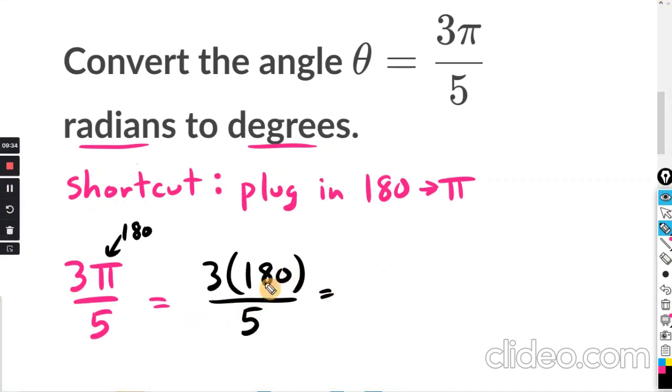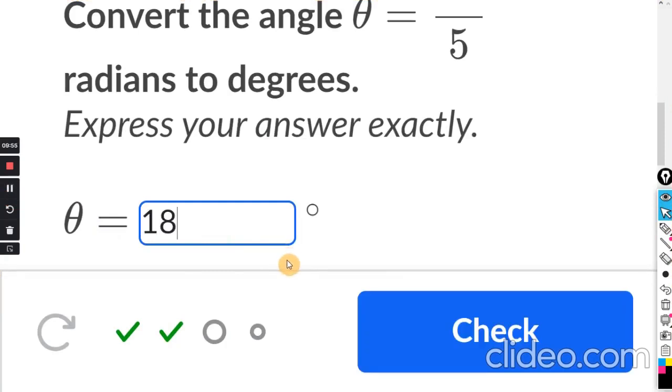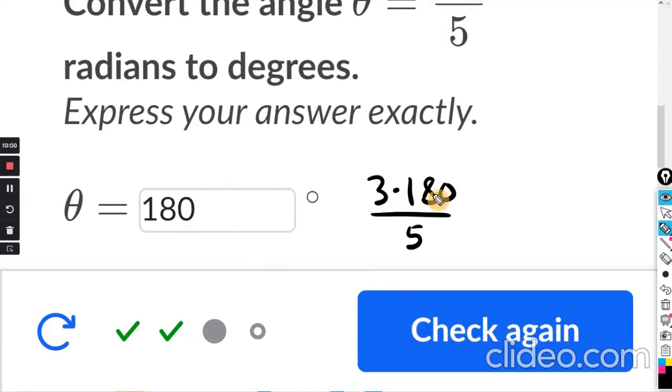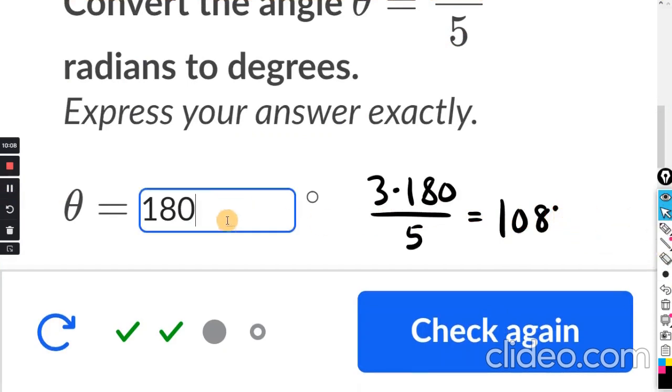All right, so you can reduce this if you want. I'm going to let the calculator do the work. I'll do 3 times 180 divided by 5. And that is going to be 108. All right, and that's in degrees. So just enter 108 in the box. Whoops. All right, we said 3 times 180 divided by 5, and that's 108. Not sure what I said before, but I definitely entered the wrong number. So fix that: 108.